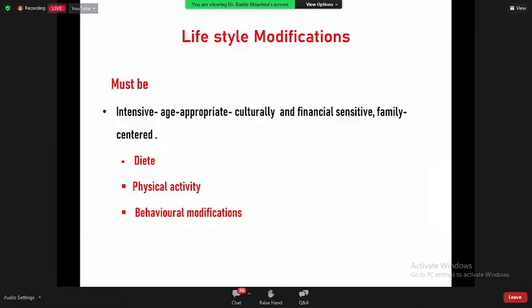It is very important in the intervention plus, and it is very important in the prevention of obesity. So lifestyle modification, as I mentioned, must be intensive, age appropriate, culture and financial sensitive, and family centered. Family centered, because if you tell the family that their child has to do 1, 2, 3, 4, and the families themselves bring soda, a lot of sweets, and everything, and they tell the child, no, you don't eat because the doctor said you have to avoid completely this sweet beverage and this fast food. So it must be family centered.